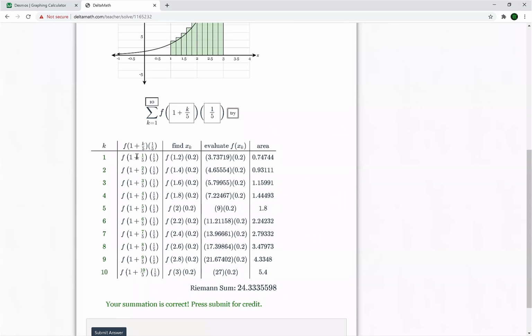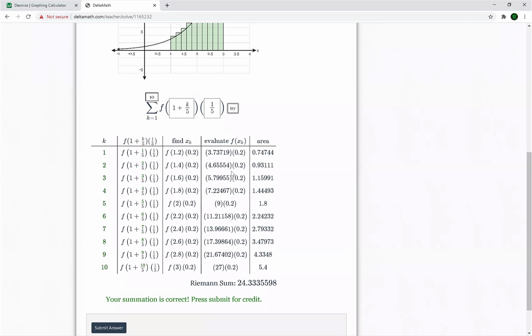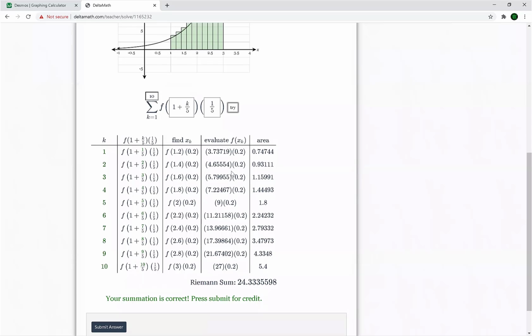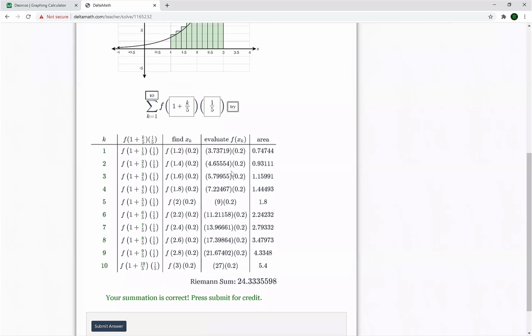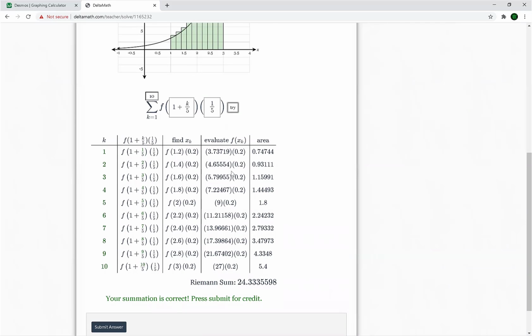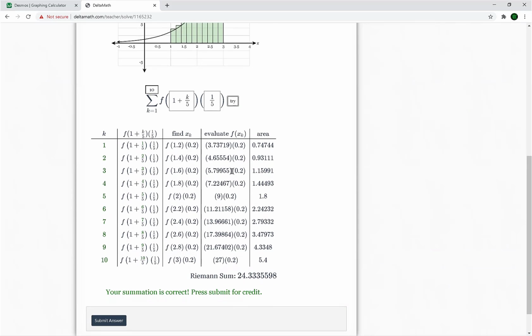Look at this, guys. This is so awesome. It tells you the kth rectangle. It tells you what it's adding up. It's doing f of 1.2 times 0.2. That's your delta x, and it's telling you the area of the first rectangle. I think this is so cool. This is the first time I've ever done this one, guys, so I'm just freaking out how smart this person is to have programmed all this. For those of you that are programmers, this is sweet.